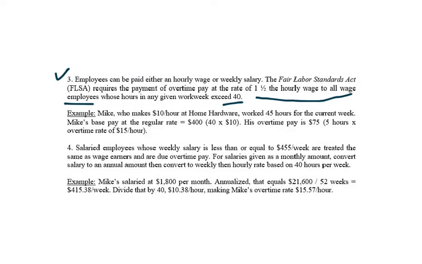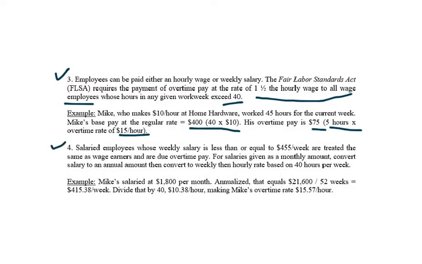So the example here is Mike, who makes $10 an hour at Home Hardware. He worked 45 hours for the current week, so his base pay at the regular rate would be $400, which is 40 times 10. His overtime pay is going to be $75 because those 5 extra hours had to be paid at $15 an hour based upon the overtime rule.